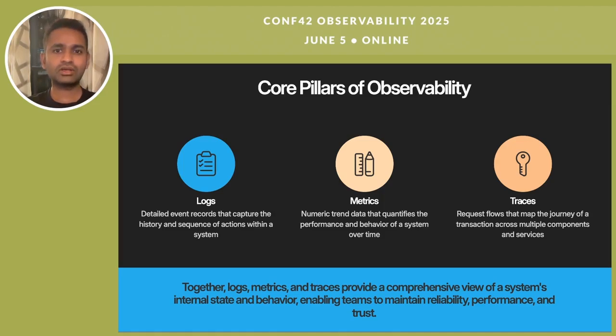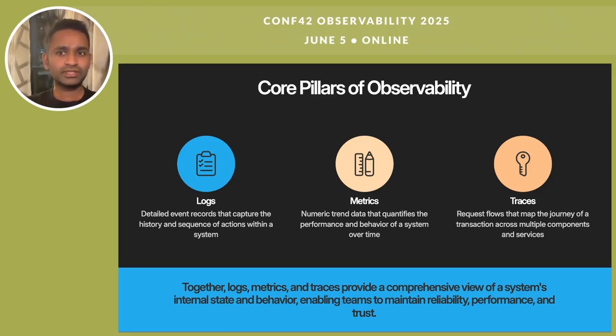Here are the core pillars of observability. One is logs, second is metrics, and third is traces. Let's understand each one of these. Logs are immutable records of events that have occurred within the system, such as error messages, user actions, and state changes. Logs provide granular, time-stamped context and are vital for post-incident analysis and auditing.